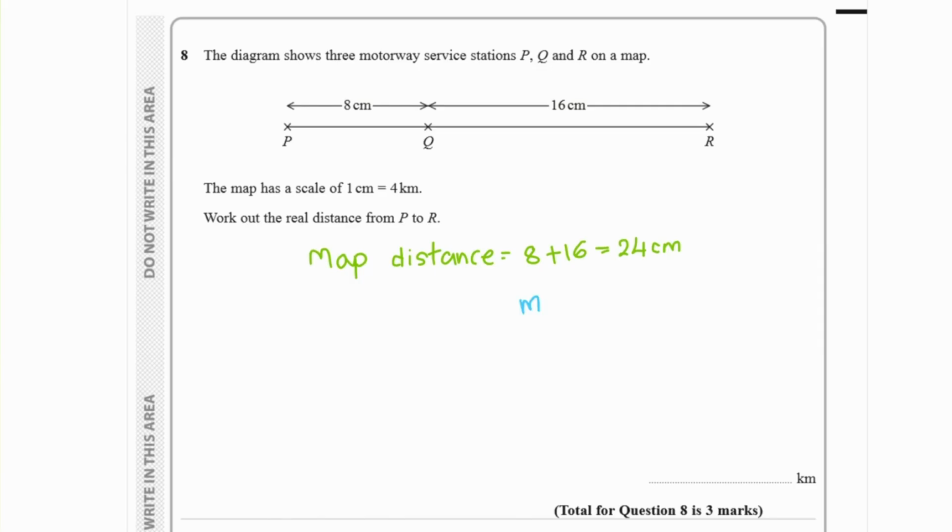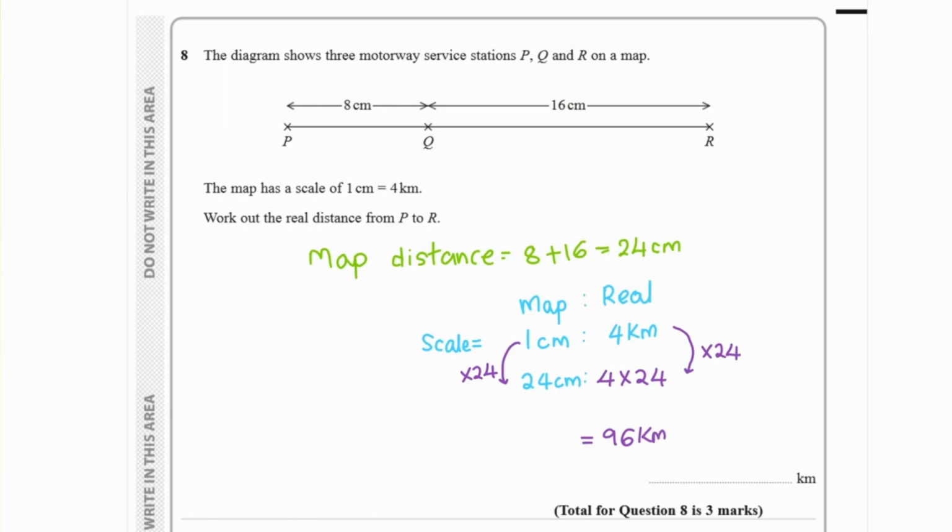We can then write the ratio of the distance on the map to the real distance, and the scale that we've been given is 1 centimeter represents 4 kilometers, and what we have on the map from P to R is 24 centimeters. So in order to find what that would be as a real distance, we can see what we have done from 1 centimeter in order to get to 24, and we have multiplied that by 24. So in order to find the real distance, we will also multiply the 4 kilometers by 24. So if we work out 4 times 24 on the calculator, this gives us an answer of 96 kilometers.